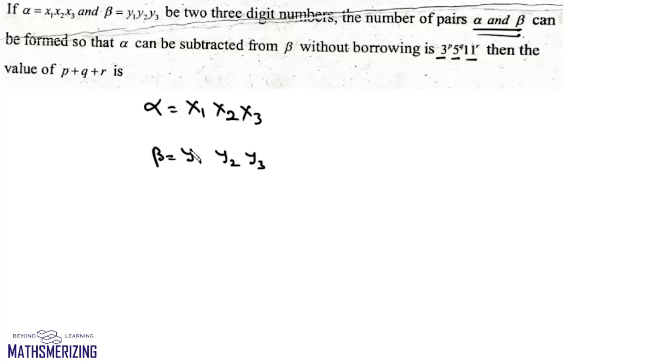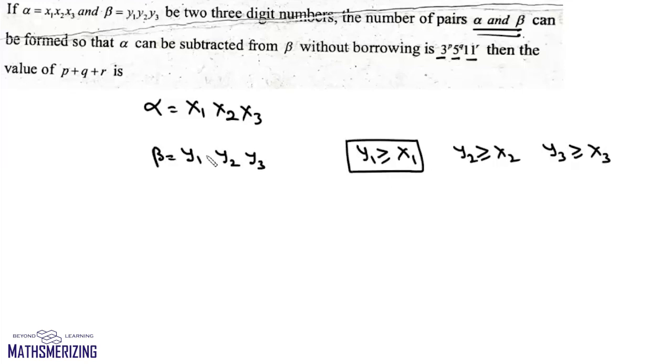Now if alpha is to be subtracted from beta without carry, then y1 must be greater than or equal to x1, y2 must be greater than or equal to x2, and y3 must be greater than or equal to x3. Now if we consider this leading case for x1 and y1, then x1 and y1 cannot take value 0. Now if y1 is 1, then x1 can take only 1.